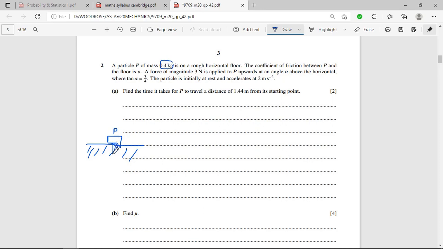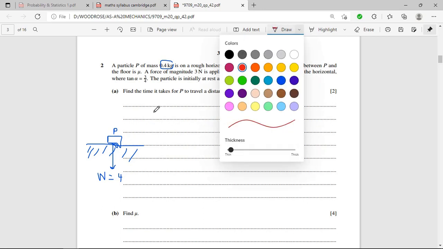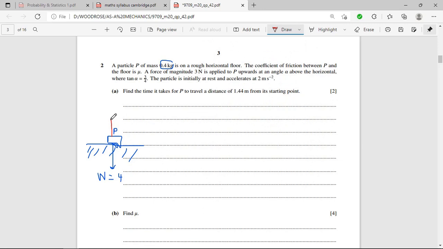kg. So if it is a mass, we have weight, and you know weight is mg, and m is 0.4 times g, which is 10. You get 4. So the weight is going to be equal to 4. And here we have the reaction force R. You must know that if a body is in contact with a surface, we should also indicate the forces, right? We have R.